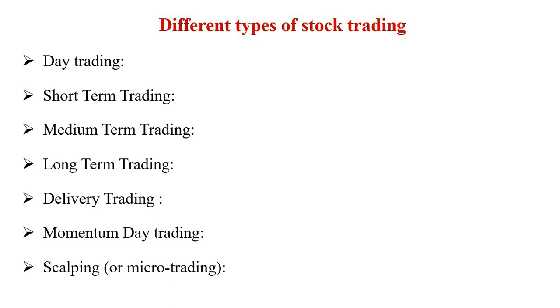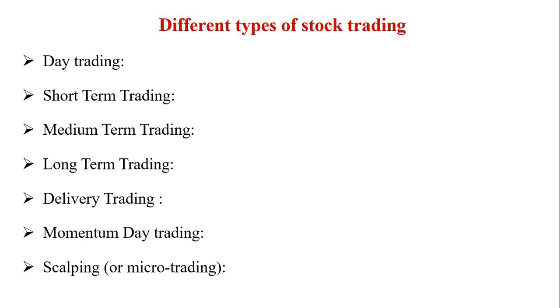Third one is medium term trading. A trade period from a few weeks to a few months is considered as medium term trade. Fourth one is delivery trading. It means if we buy shares today and sell them after one day, then the type of trading is called delivery trading. I mean, today is Thursday, if you sell tomorrow after one day, then this type of trading is called delivery trading.